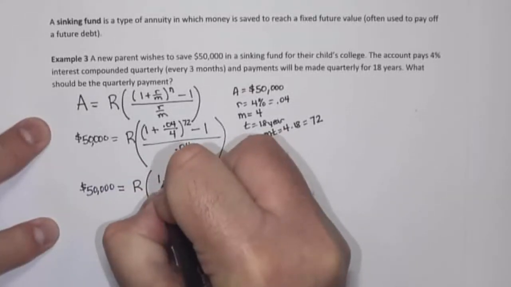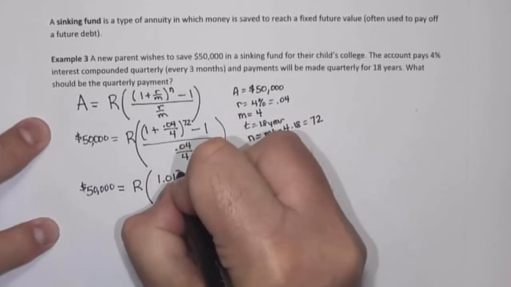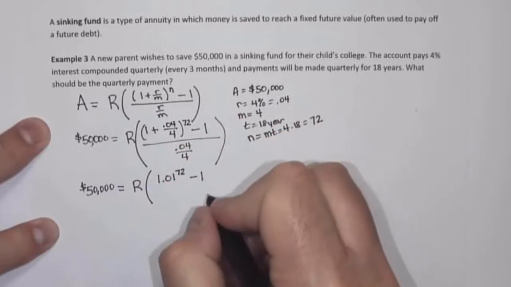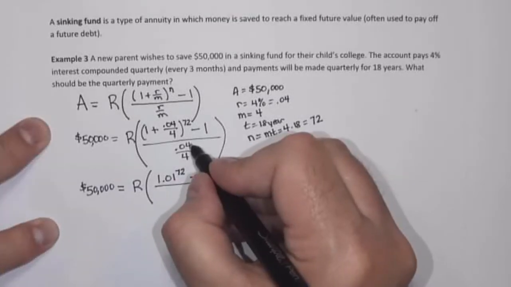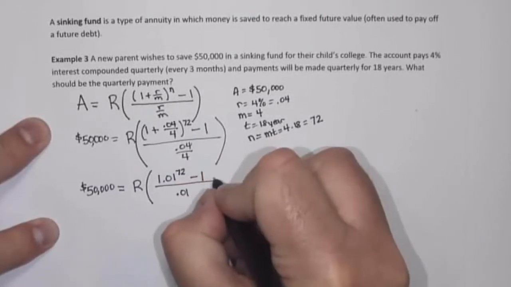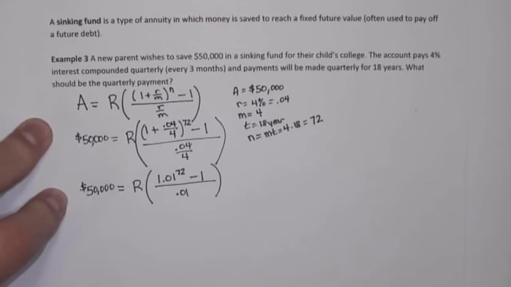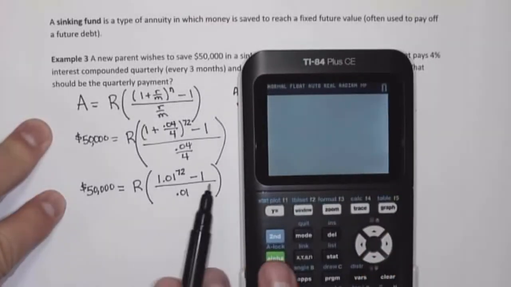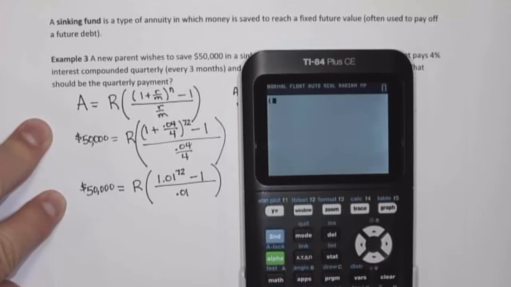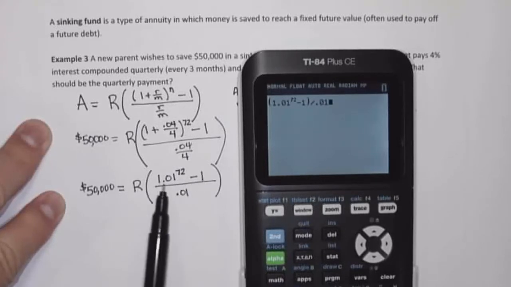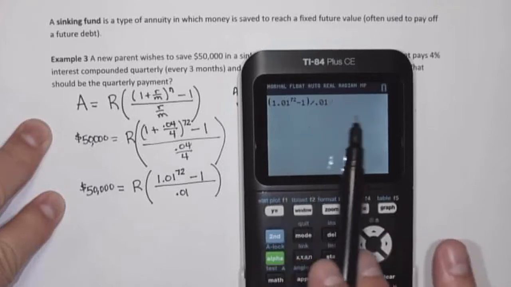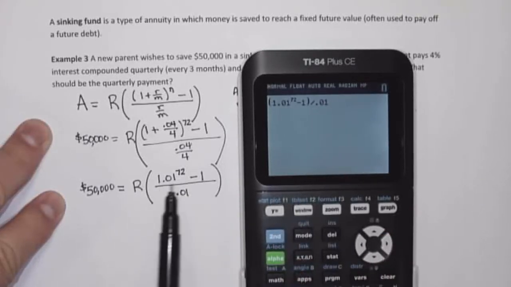So here I have 1.01 that's being raised to the 72 power, minus 1. And again, 0.04 divided by 4 is 0.01. So I have this particular formula. Now, I want to figure out what this is. Well, if I take 1.01 raised to the 72 power minus 1 and divide that by 0.01. So again, I'm doing this calculation right here. Now to do this calculation on my calculator, I have to put the numerator in parentheses.